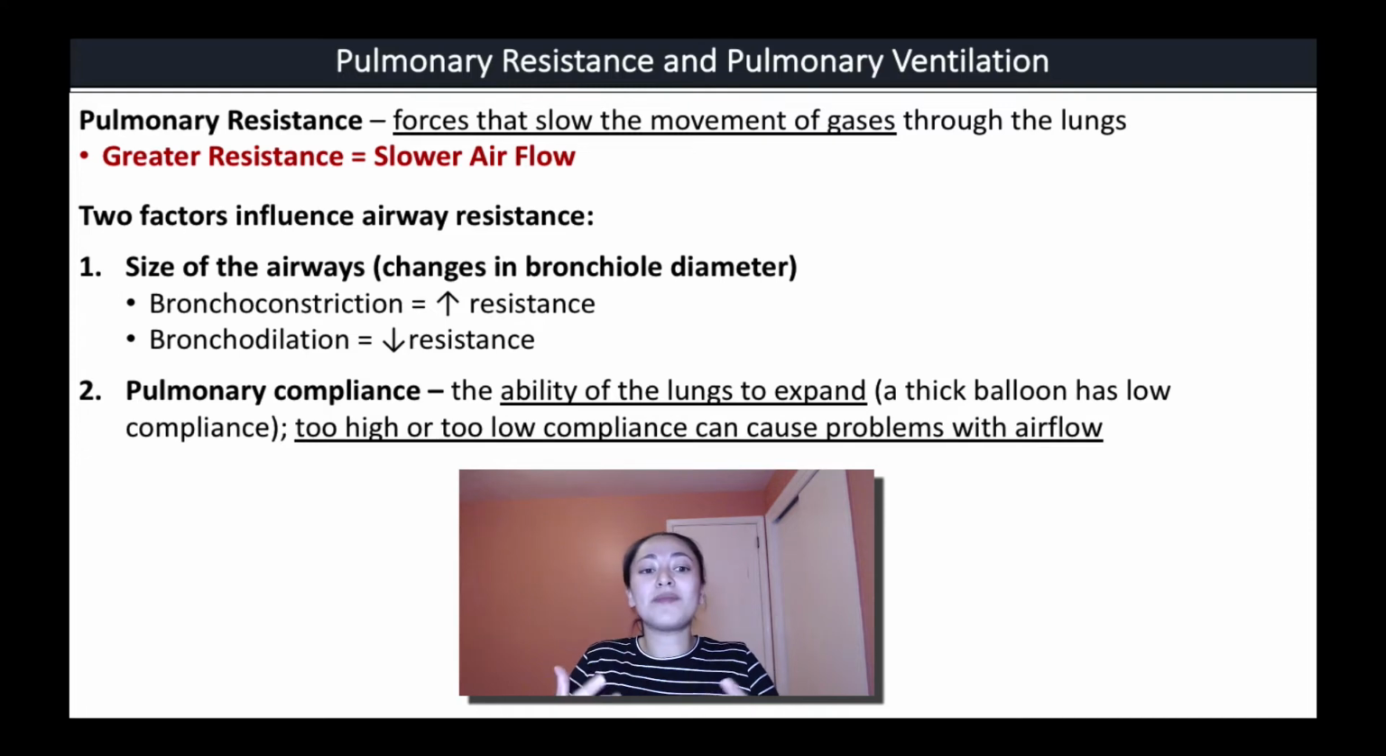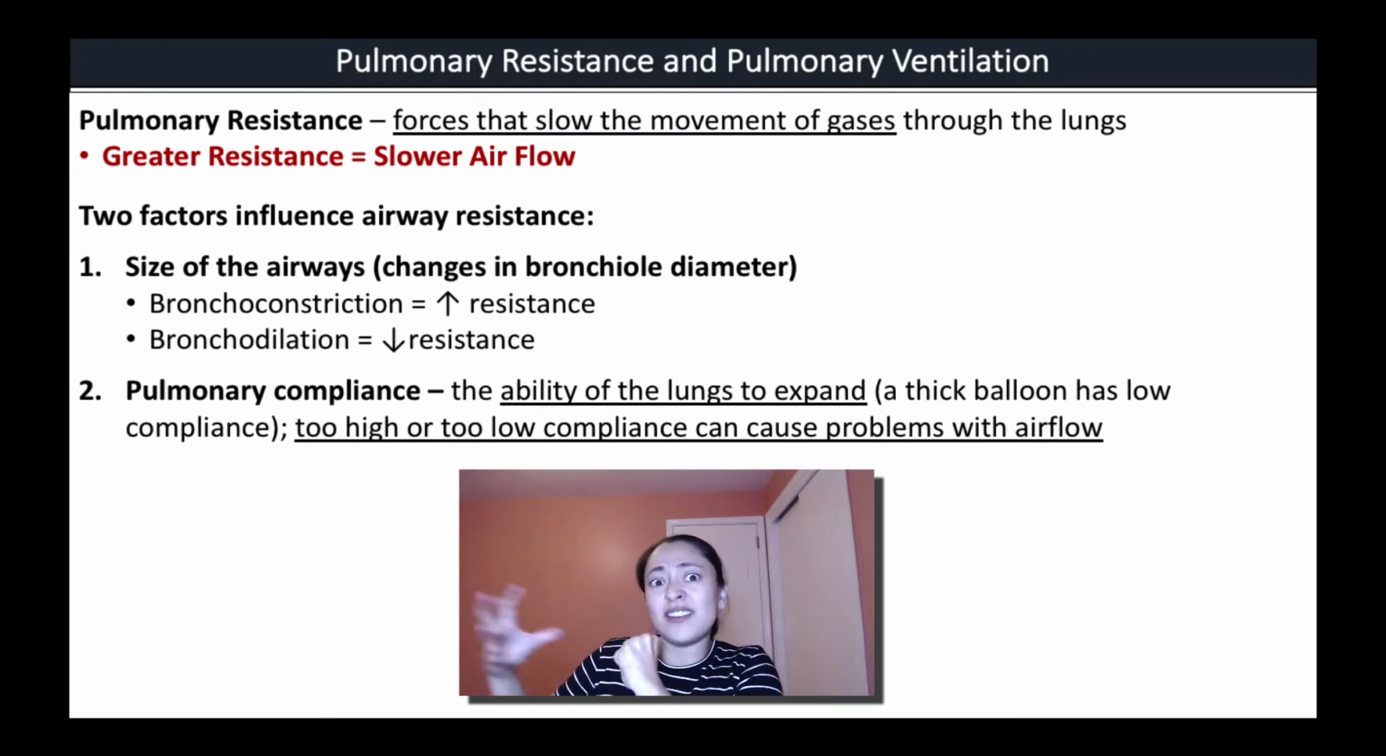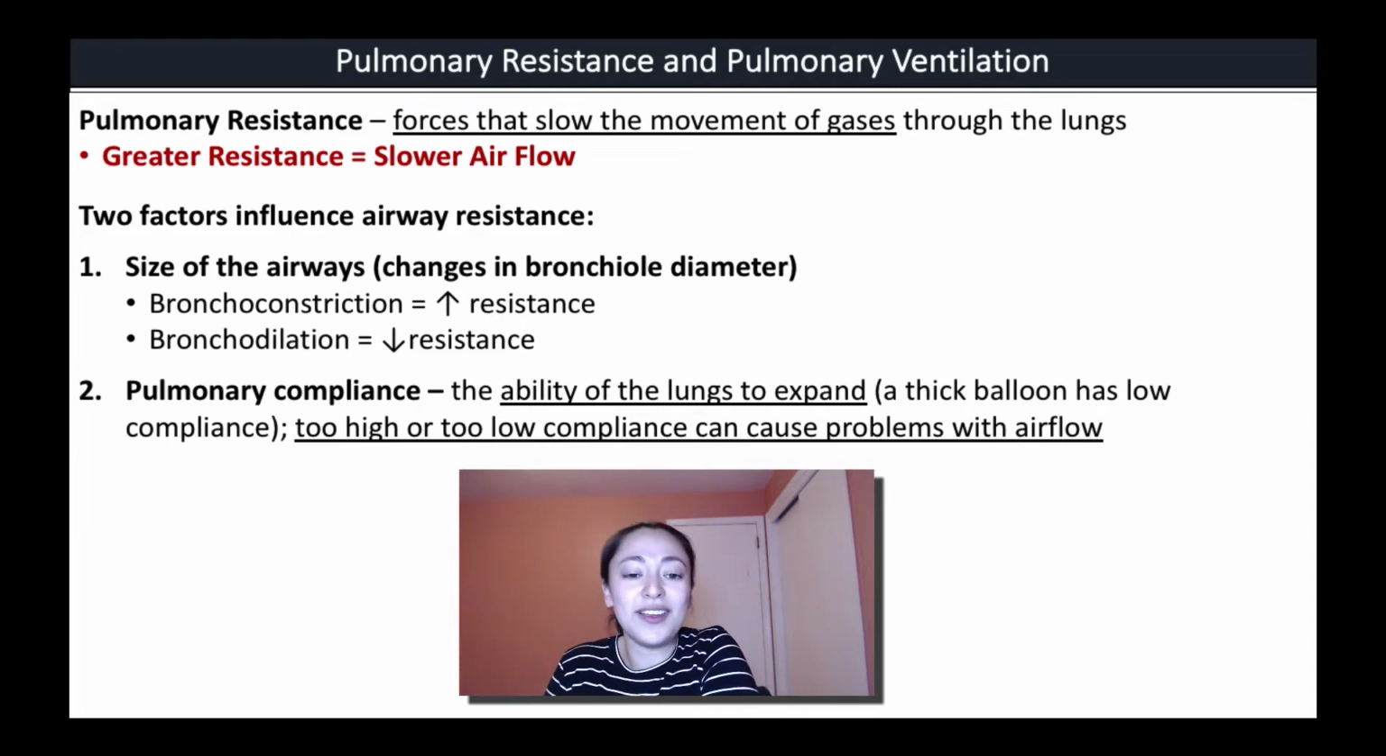So pulmonary compliance is the ability of the lungs to expand easily when it should. Think about a thick balloon. It has very low compliance because if you're trying to blow up a really thick balloon, it's really hard and it doesn't really want to obey you very well. But the thing about the lungs that I want to point out is that having too high compliance or too low compliance can cause problems with airflow. Just like a person, right? A person that's too compliant is going to be taken advantage of, but a person that's not compliant enough is just difficult to work with, okay? So think about the lungs in that way. It's got to be just the right amount of compliance.